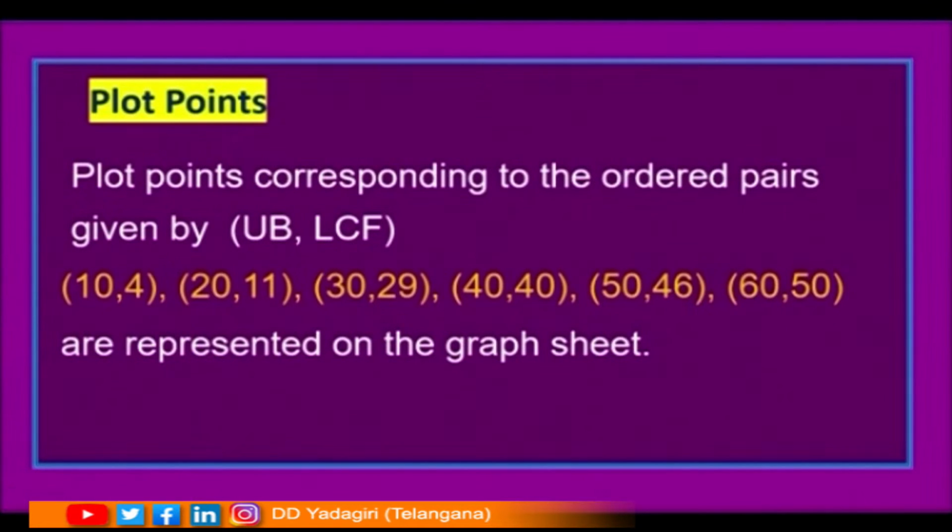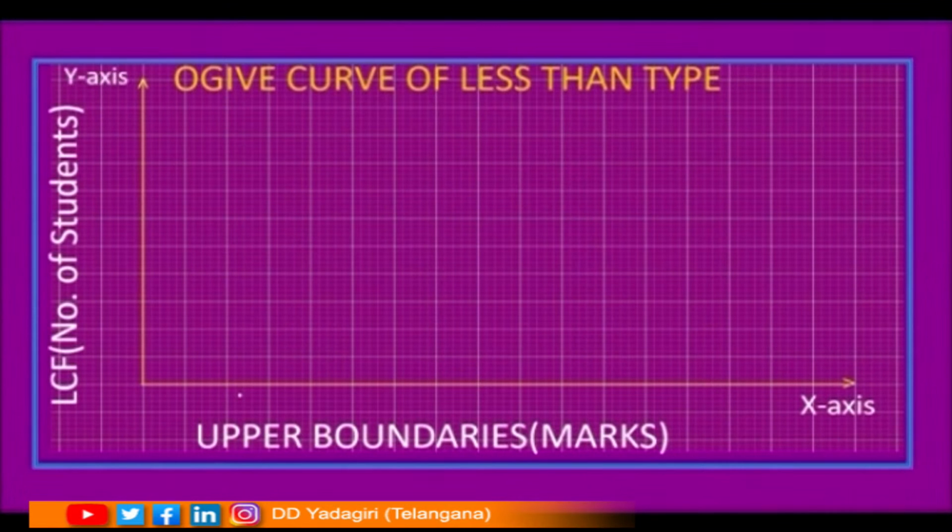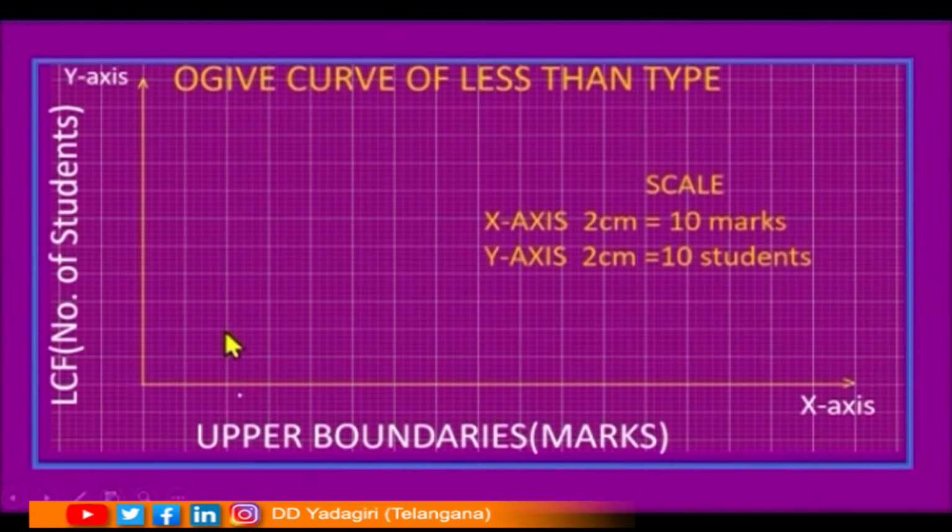So we are going to represent these points on a graph sheet. We need to take on the x-axis the upper boundaries, on the y-axis the less than cumulative frequency or the number of students. First we need to take a suitable scale here, because the upper boundary is given as 10, 20, 30, 40 here. So on x-axis for every 2 centimeters you can take 10 marks, and on y-axis for every 2 centimeters you can take 10 students. We can as well manipulate this scale as per our convenience. So here we have taken for 2 centimeters 10 marks and for 2 centimeters 10 students.